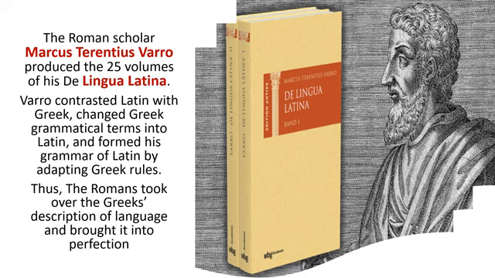The Roman scholar Varro produced the 25 volumes of his De Lingua Latina. Varro contrasted Latin with Greek, changed Greek grammatical terms into Latin, and formed his grammar of Latin by adapting Greek rules. Thus, the Romans took over the Greek's description of language and brought it into perfection.